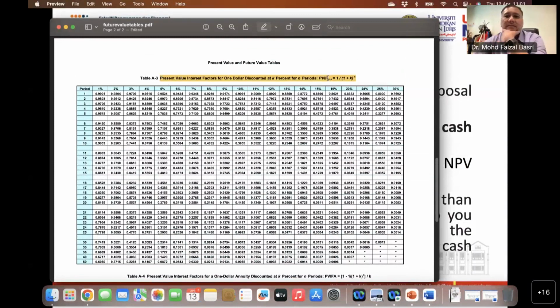Okay, PVIF I wrote just now, PVIF K,N. So if you don't have this table, you have to use this formula: 1 divided by 1 plus K to the power of N. Or else you can refer to this. Our discount rate just now is 10%. So our concern is just this, 10%.